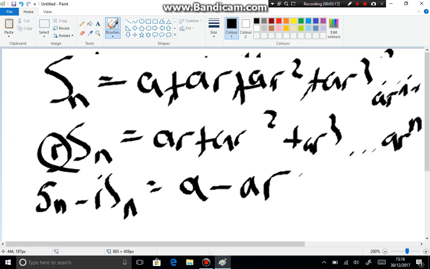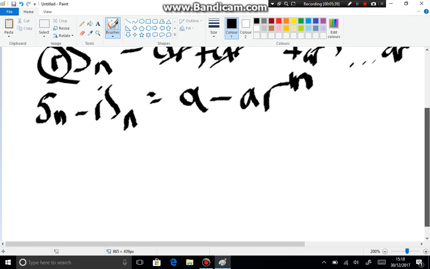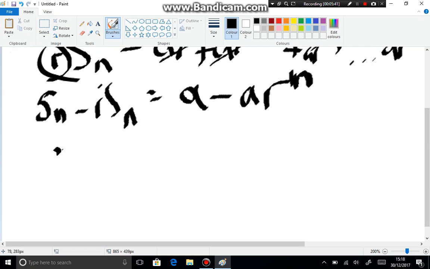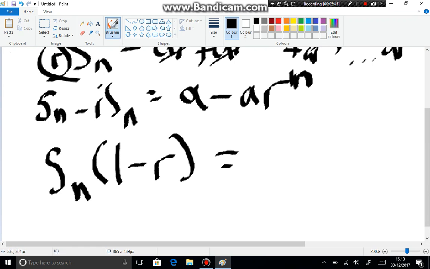So if you think about it really carefully now, guys, as I was saying, if we subtract them from each other, this AR would cancel with this AR, that with that, that with that, and eventually you'll be left with AR to the power of n and A. So A minus AR to the power of n. So if I just scroll down quickly and show you Sn, if we factorize the Sn, we get 1 minus R is equal to A minus AR to the power of n.